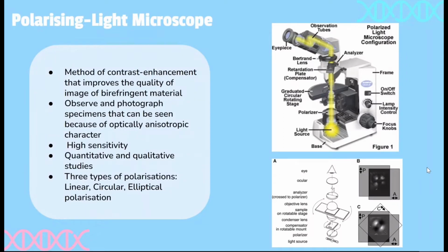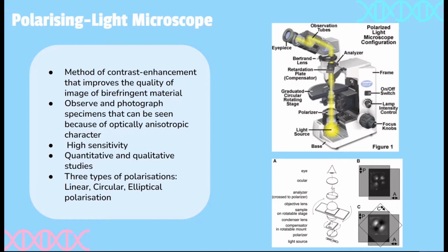Polarizing light microscopy uses a method of contrast enhancement which improves the quality of the image of birefringent materials as compared to other techniques like dark field and bright field illumination, etc. You may be wondering what birefringent materials are.